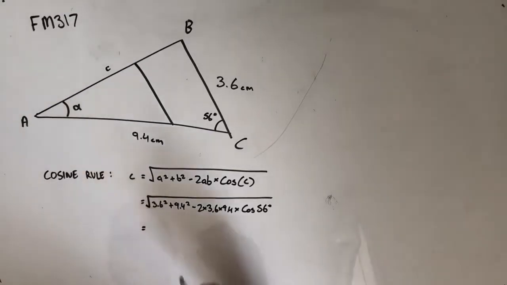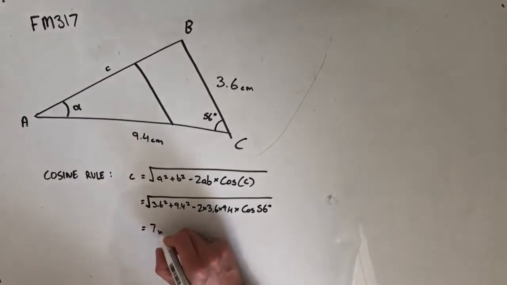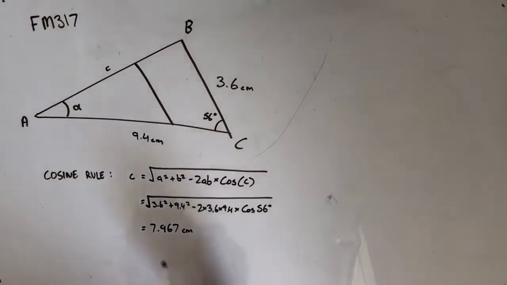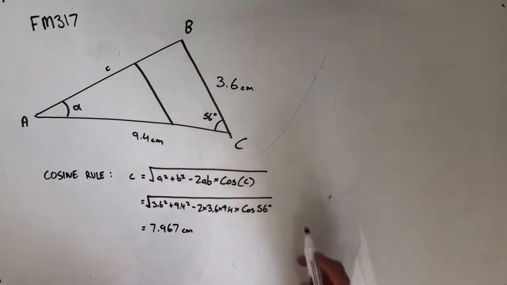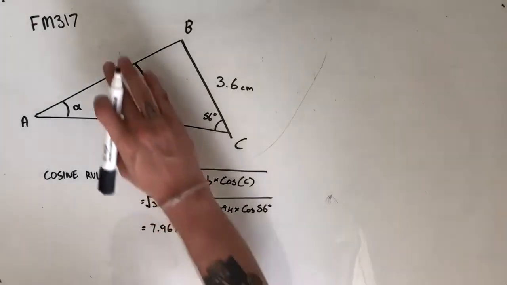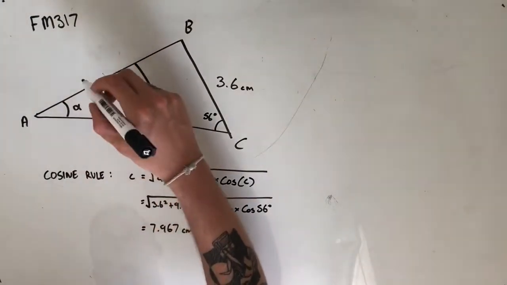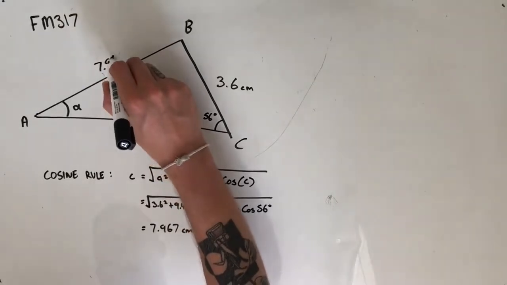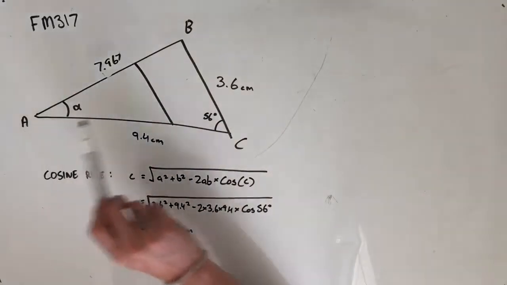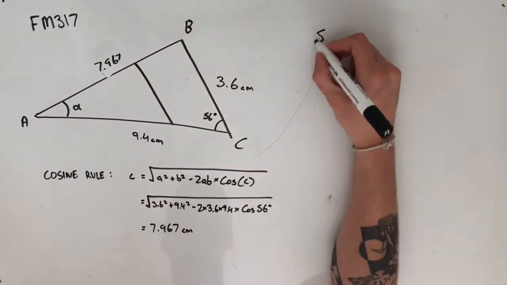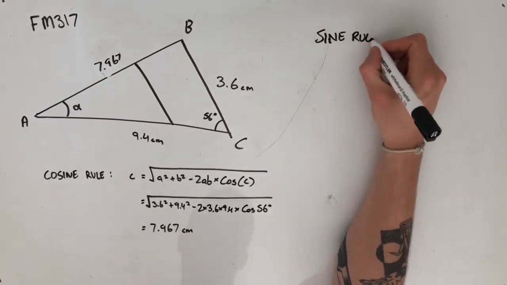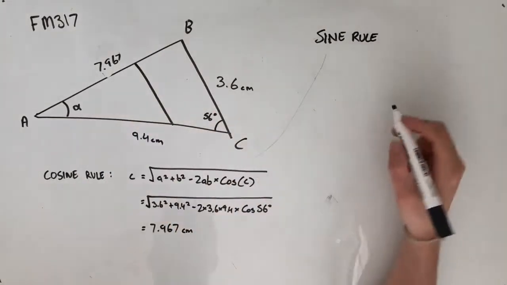Putting this all into a calculator, you should get an answer that's roughly 7.967 centimeters. Now I'd advise keeping that exact value for later use, but it doesn't hurt to take these 3 decimal places and solve it this way. So now we've actually found a length for up here, which means that we can relate angle C to side C and angle A to side A. So we can now go on to use the sine rule to help us figure out what this angle alpha is.